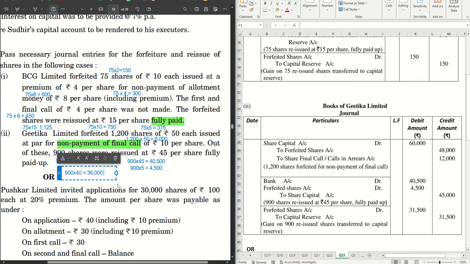Okay, and minus the discount which is given, just now we gave 4500, right? So the amount of profit which is made is 31,500.